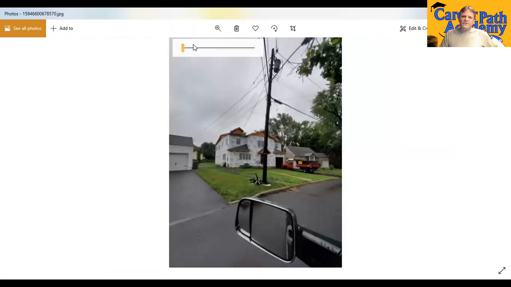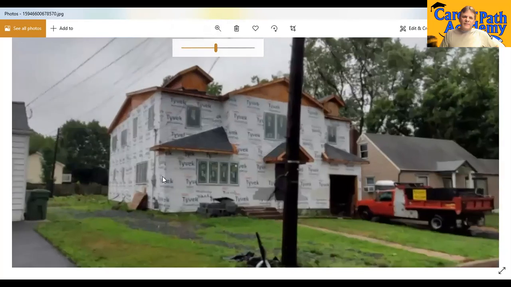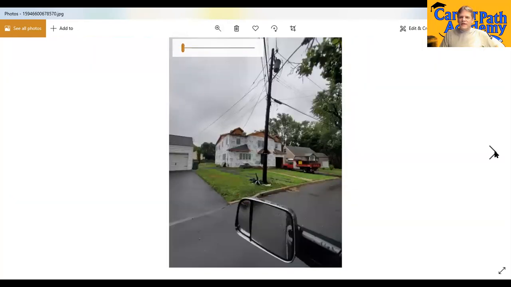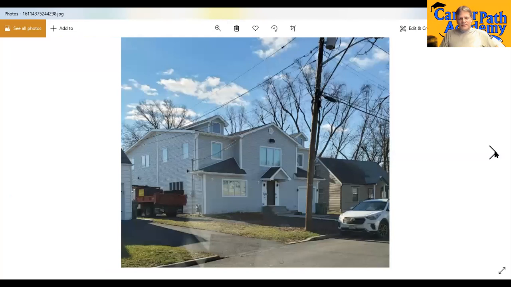Here, this angle gives you a little bit better look on the depth of the house. You see how deep this house goes back now by comparison? And here's the house where it's closer towards completion. Took another photo here for you guys. A monster compared to what's next door now, right?